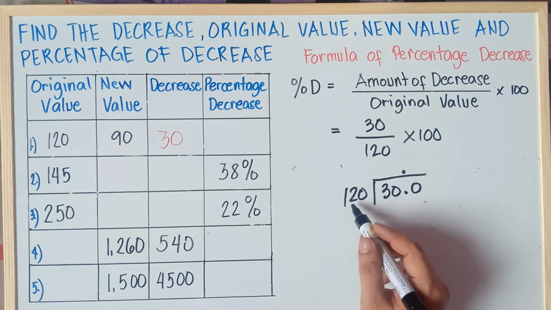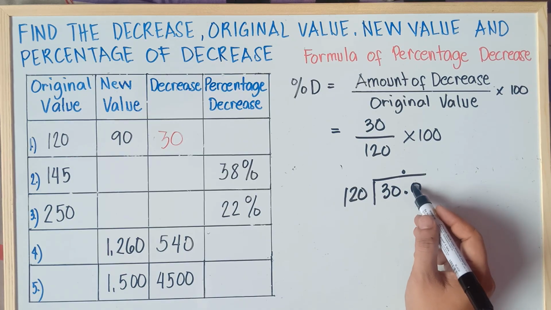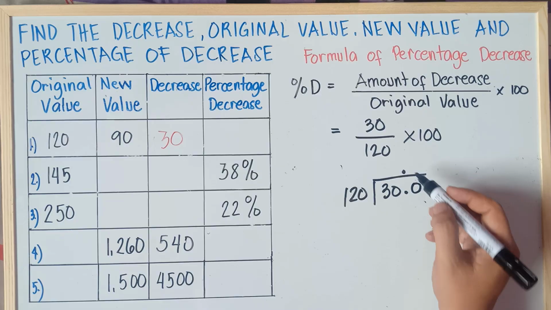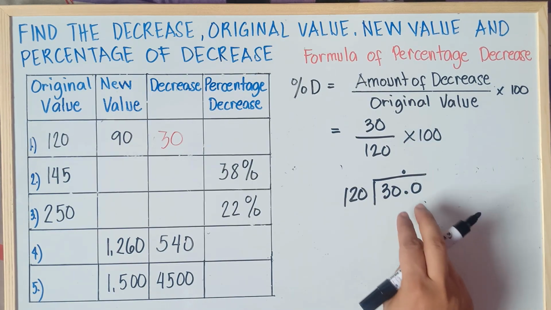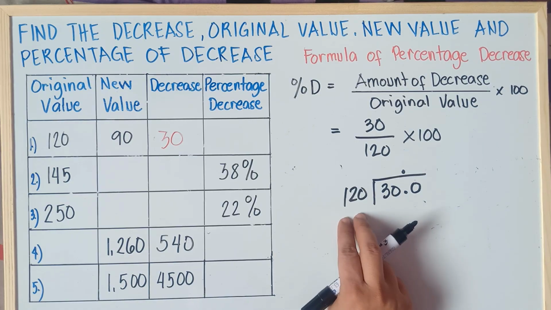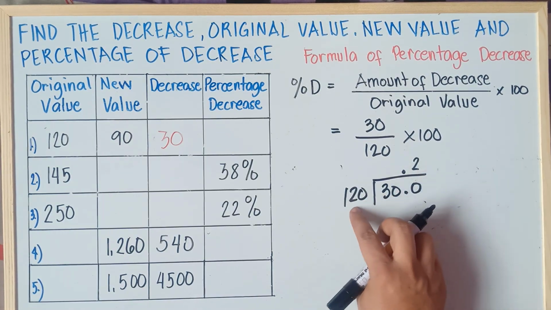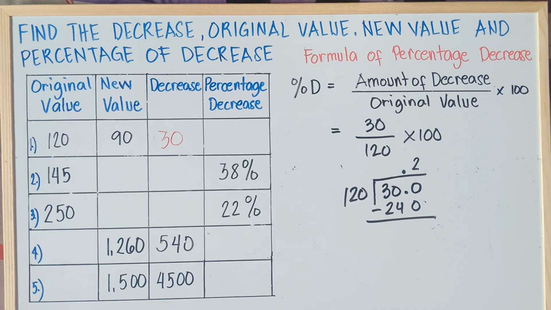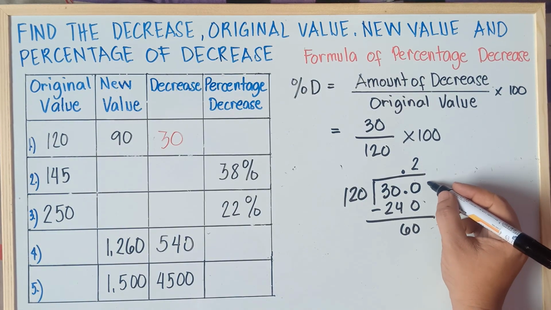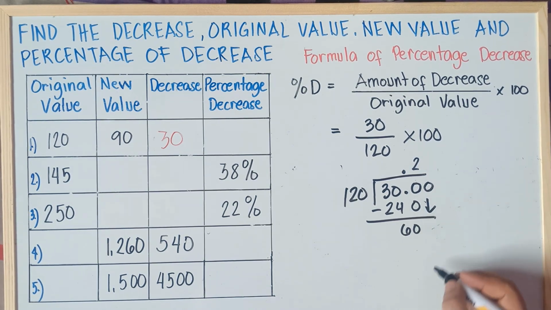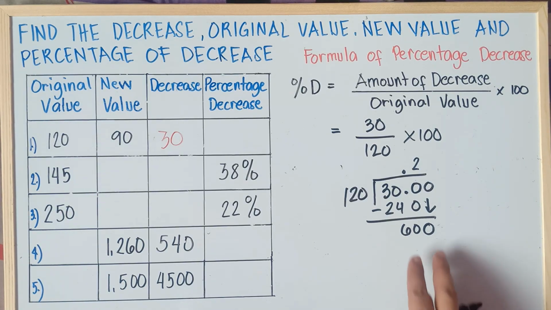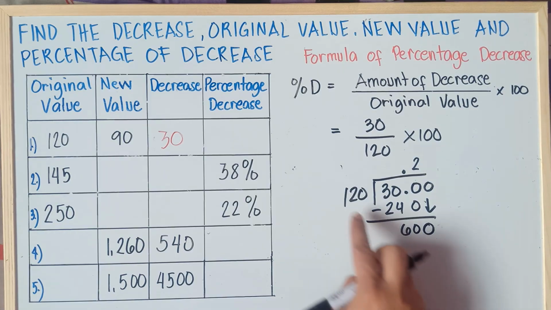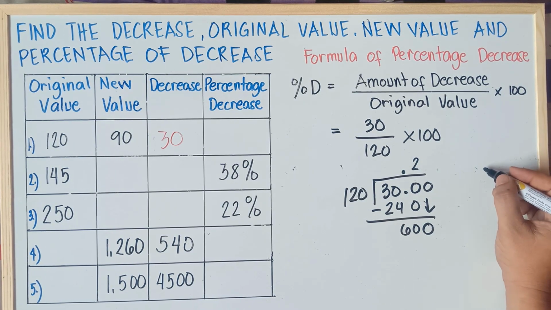So once again, 30 divided by 120, that cannot be. We need to add a 0. Once you add a 0, you put a point. You also put a point on the top. You align, class. So, 300 divided by 120, of course, that's 2. And then 2 times 120, that would be 240. Subtract 300 minus 240, that would be 60. And then you need to add another 0 because you cannot divide 60 by 120. So this will be 600. And then 600 divided by 120, of course, that would be 5, right? 600 divided by 120, that's 5.